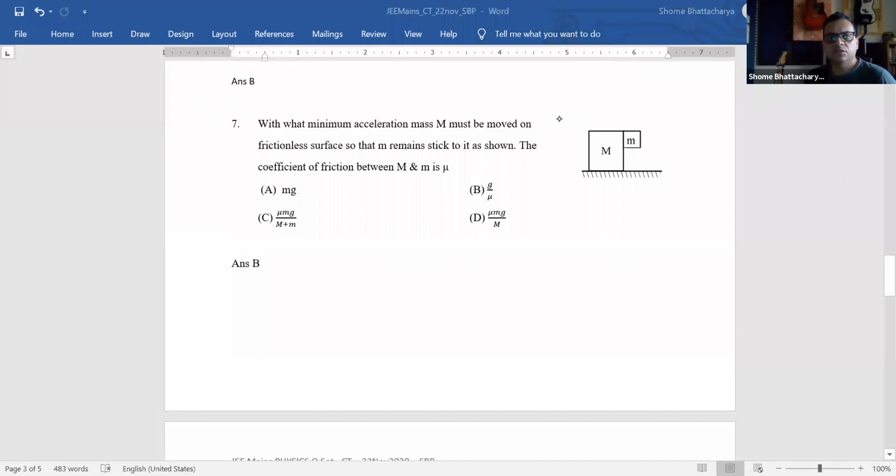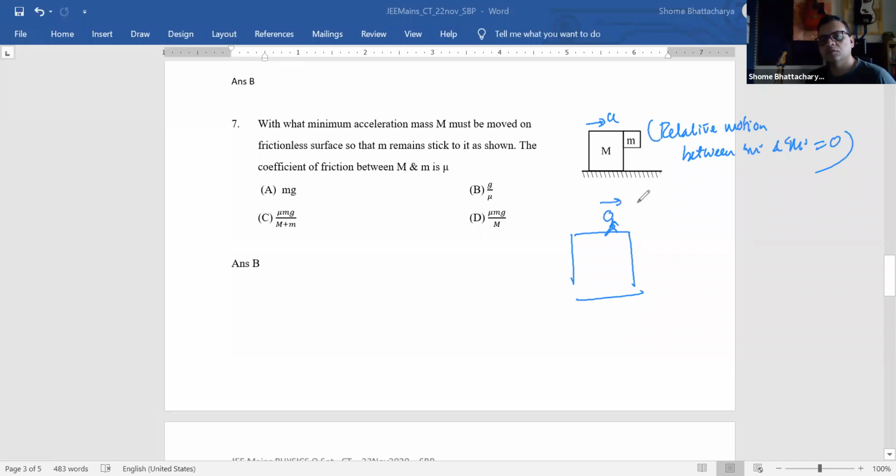We'll discuss. Okay. So see, in seventh question, what is happening is that you are giving this some acceleration so that this one is at rest relative to it. We want that relative motion between small m and capital M should be 0. There should be no motion. Okay, so that means if you are standing on this frame of capital M, you become a non-inertial frame. In your frame now, what should happen to this block? This block should be at rest.